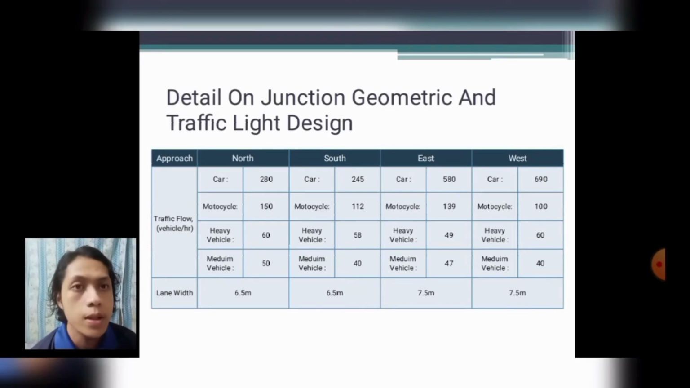I will be presenting the details on junction geometry and traffic light design. This is the data that has been provided to us to design the two-phase traffic light system in our case study area. From this data, we know that phase 1 must be north and south, and phase 2 must be east and west. Okay, let's proceed to the next slide.